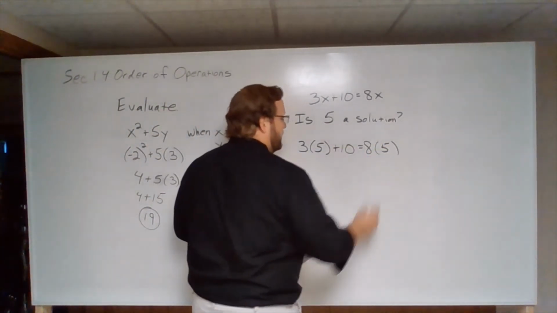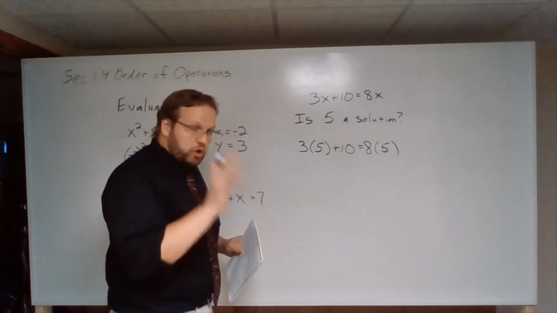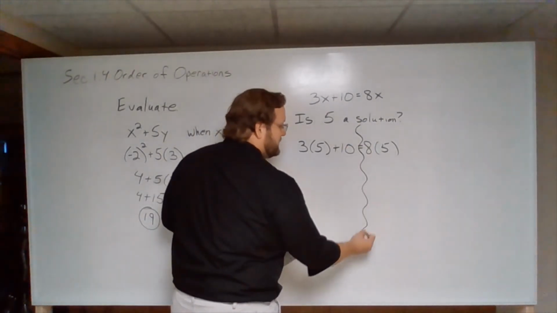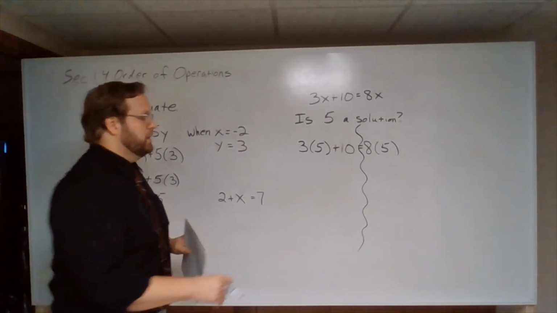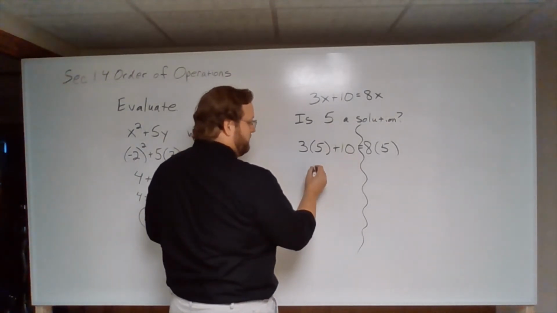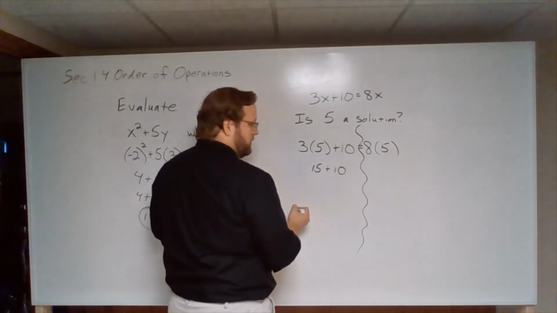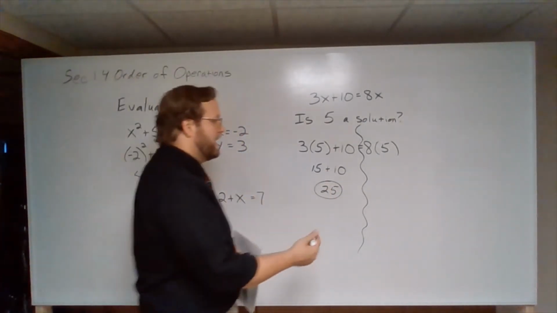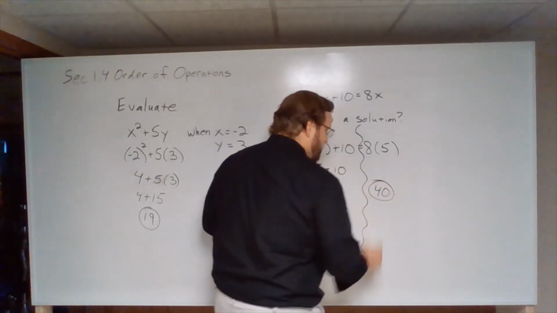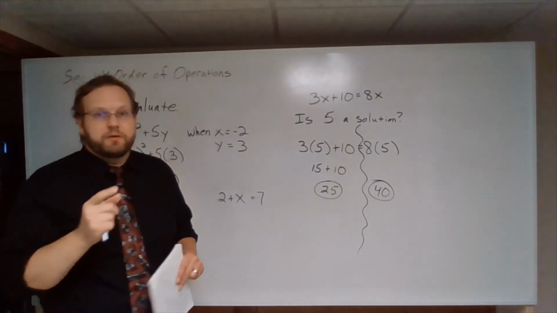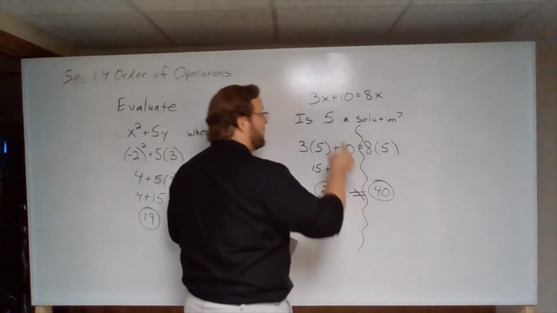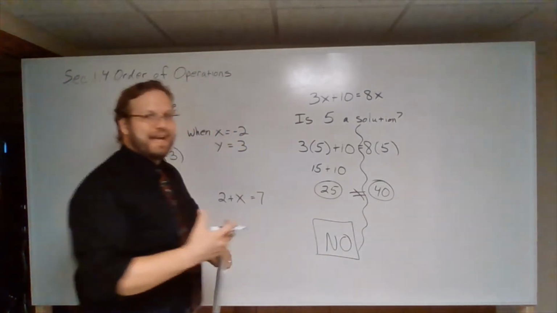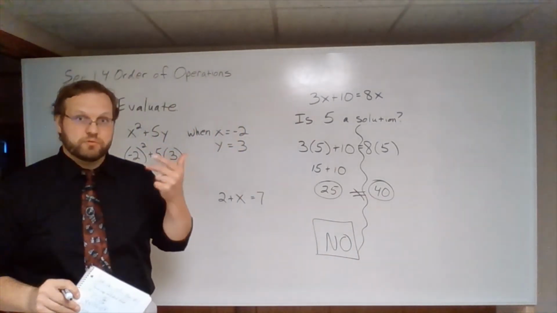5 and 5. Now, our goal is to evaluate each of these expressions and see if they come out the same. Order of operations. Multiply first, then add. We get a 25. The other side, 8 times 5, that's just a regular old 40. Those are not the same. They're not equal. Therefore, is this a solution? No. That is the actual answer and result that we're looking for, is that answer of no.